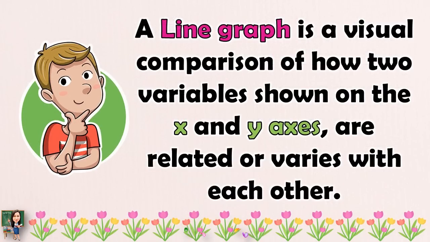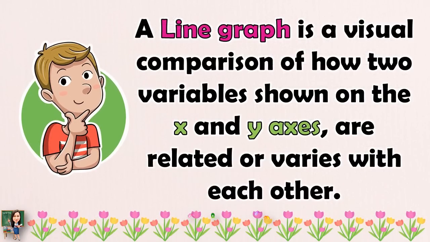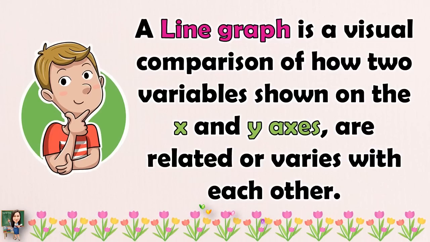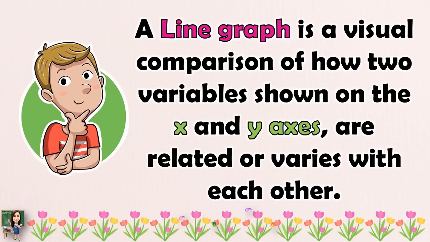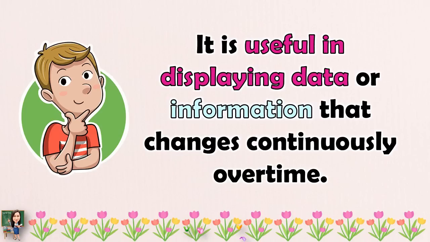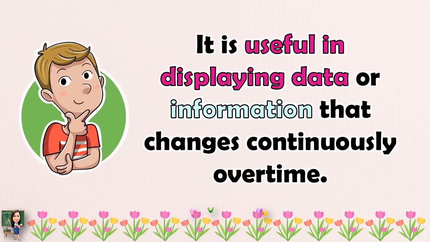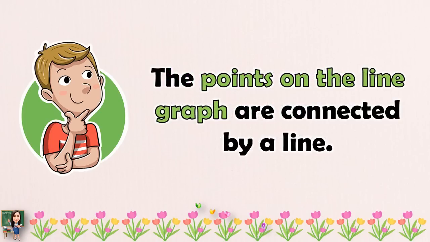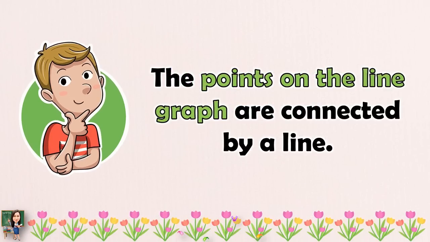A line graph is a visual comparison of how two variables shown on the x and y axis are related or vary with each other. It is useful in displaying data or information that changes continuously over time. The points on the line graph are connected by a line.